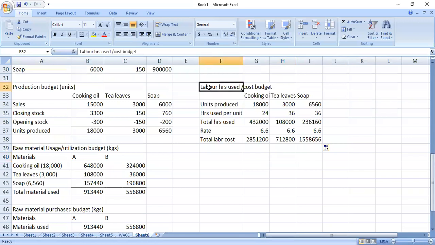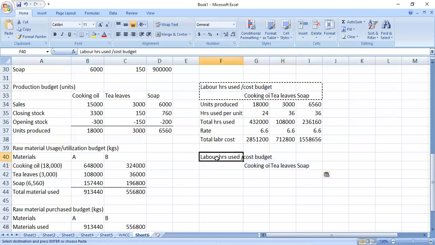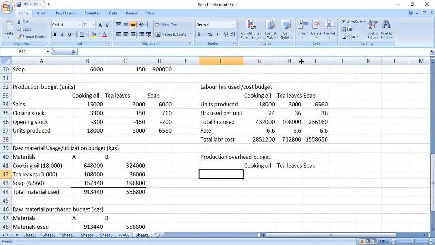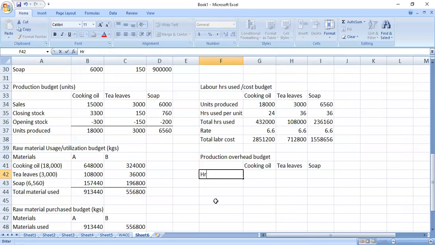Okay, so we're saying we want to use this information here for labor hours to make a production overhead budget. Okay, they said we're using hours. So in using hours, you shall come and say hours utilized. For cooking oil, we have these. Okay, total hours utilized.